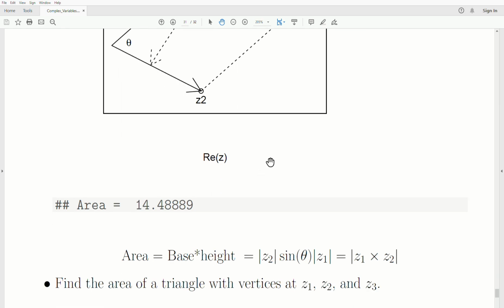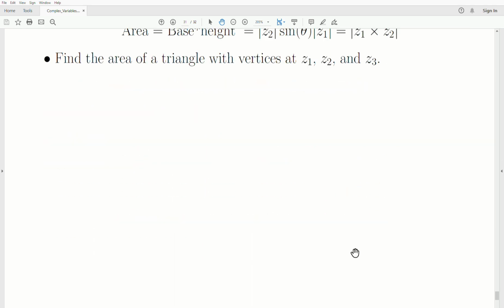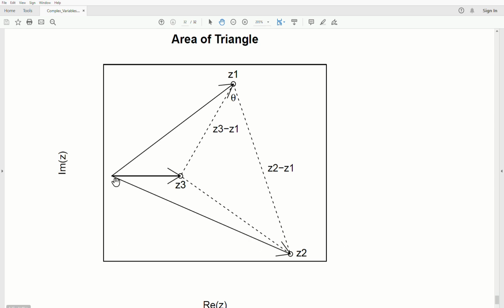Distance is positive. Now let's find the area of a triangle with vertices Z1, Z2, and Z3. So here's a picture of what we're trying to do. We have Z1, Z2, and Z3, and those can be anywhere in space. But then we connect the three endpoints, and it creates a triangle. We want to find the area of this.